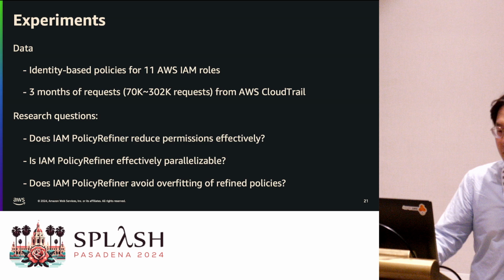The first column shows the name of the IAM roles, and the second column shows the number of requests to refine the policies attached to each role. Let's look at the number of actions columns. They show the number of actions allowed before and after refinement. On average, around 77% of actions are actually removed. For example, there was a drastic case, a reduction from 726 actions allowed to now 20 actions.